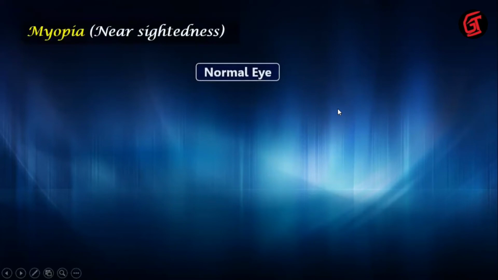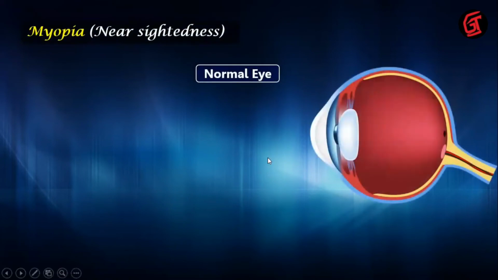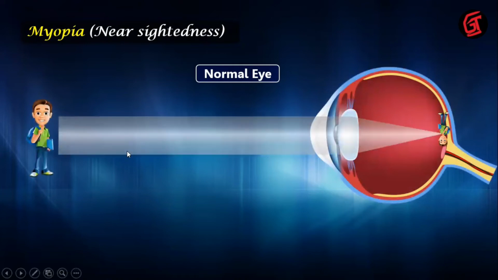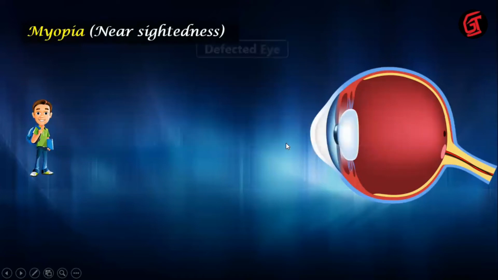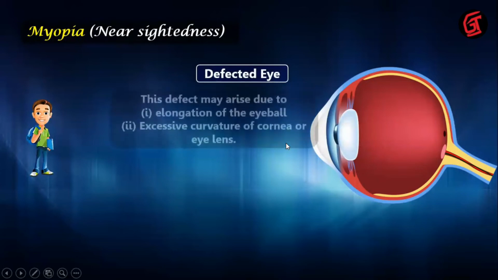So first one is your myopia, which is your nearsightedness. Now this is your normal eye. Suppose there is light coming or you want to see this boy, what happens? In the normal eye, the image is formed. Okay, you can see the boy. But suppose there is a defected eye.